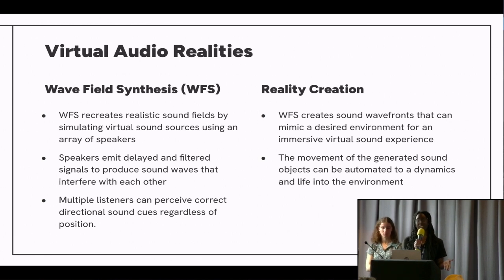So each speaker is going to emit a small wave of sound, and when these sound waves overlap, they can either interfere constructively to bring out a nice noise, or they can interfere destructively and cancel each other out. So with a combination of time delays and filters of these sound waves from all the speakers, we're able to make it seem like a sound is originating from a location other than where the speakers are actually located.